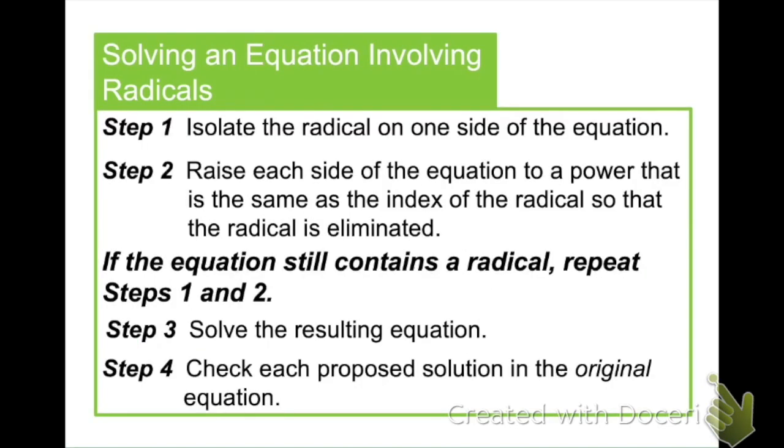Here are the steps we're going to use to solve an equation with a radical. First of all, we want to isolate the radical on one side of the equation. Second, we're going to raise each side of the equation to a power that is the same as the index of the radical. So for example, if we have the cube root of x equals 5, then we're going to raise each side to the third power because that's the same as our index on our radical. By doing that, we will cancel out our cube root because a cube root and a cube are inverse operations and they cancel each other.